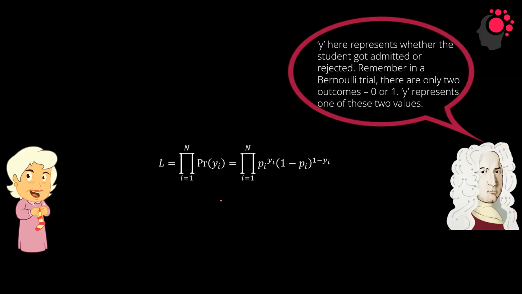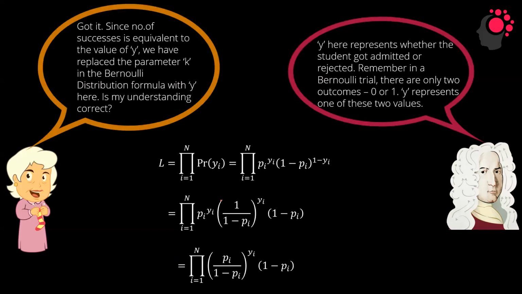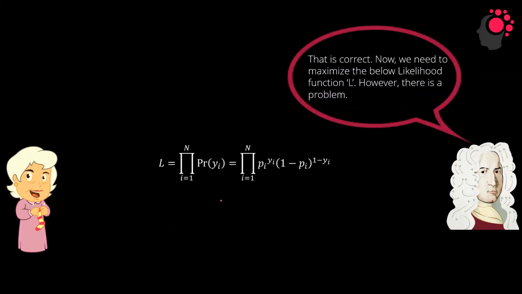Remember, in a Bernoulli trial, there are only 2 outcomes, 0 or 1. And y represents one of these 2 values. That's the reason why y represents the number of successes for any given sample. This is how the whole equation looks, and that is what Agatha is also saying. Since the number of successes is equivalent to the value of y, we have replaced the parameter k in the Bernoulli distribution with y here. Is my understanding correct? To which Bernoulli says that is correct.